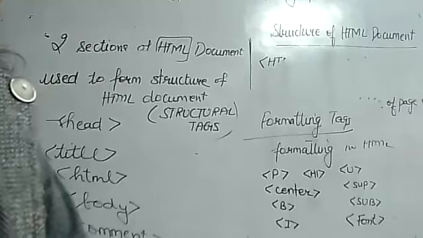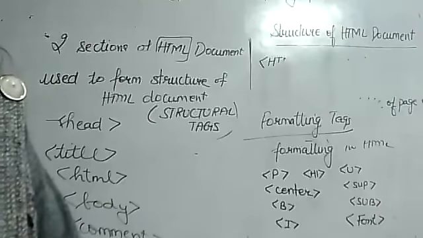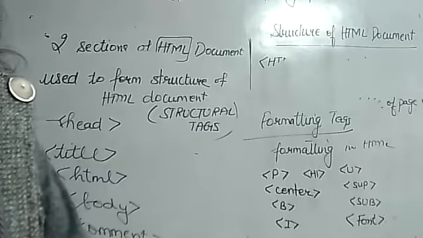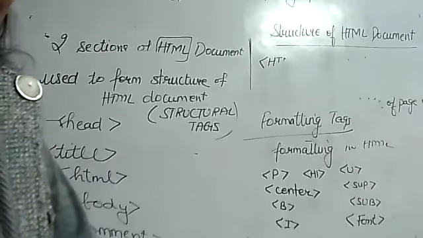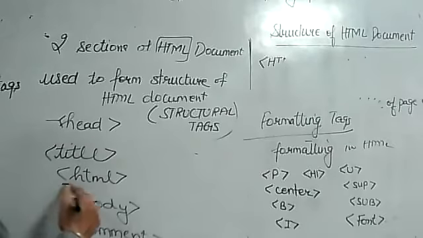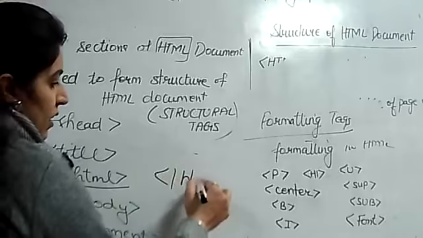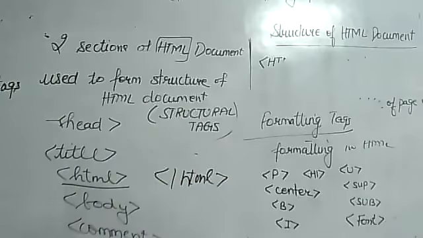Now let's look at the description of the structural tags. The first tag is the HTML tag. HTML tag means we are going to start the HTML document. When we have to start the HTML document, we will use the HTML tag. It will start the HTML document, and it is going to end the document using HTML close. This tag is used to tell that the document that we are going to create is of HTML type. All right. The HTML tag is clear.